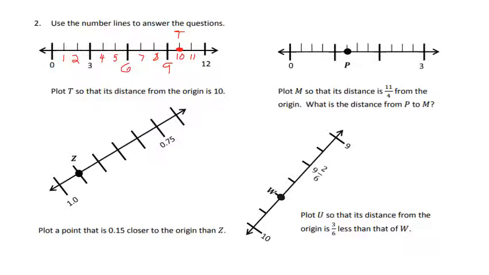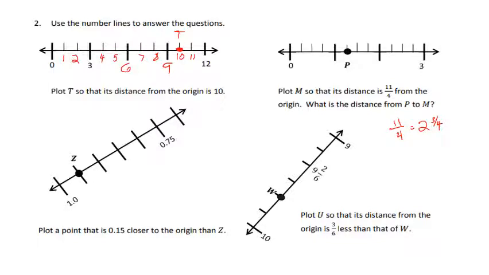Now for the next one over here, it says plot M so that the distance is 11 fourths from the origin. Now the origin being 0, what is the distance from P to M? Well, first off, it says plot M. Now 11 fourths. We know 11 divided by 4 is going to be 2. Okay, so let me come up here and do it. 11 fourths, which I know that means 4 will go into 11 2 times. That'd be 8, and that'd be 3 left over, so 3/4.